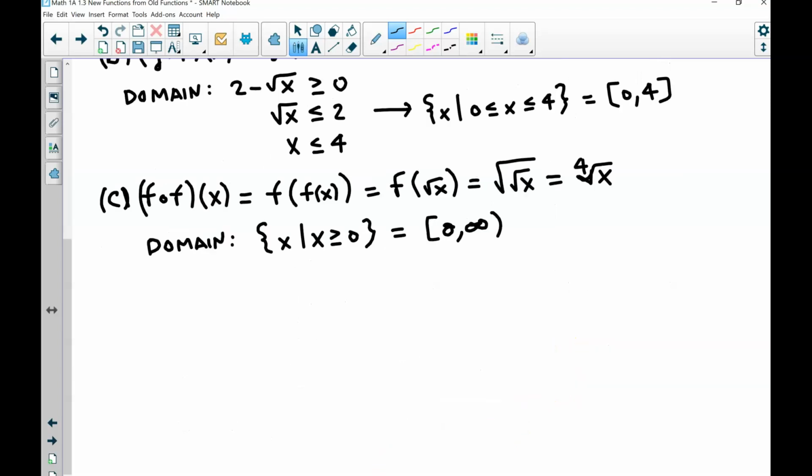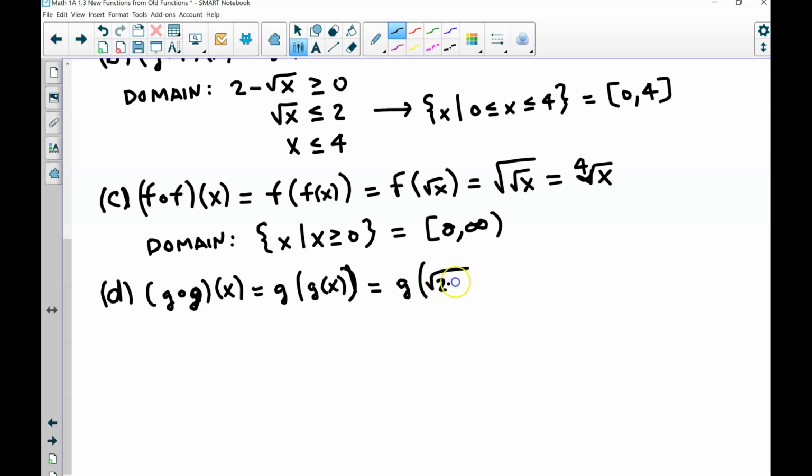Now in part D, we have g composite g of x, which again is the definition g of g of x, which is equal to g, and then the input is the square root of 2 minus x, which then becomes the square root of 2 minus the square root of 2 minus x.